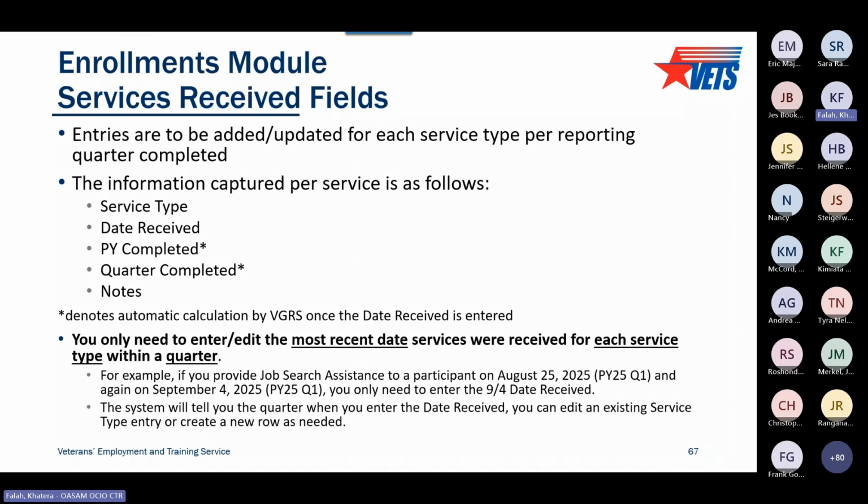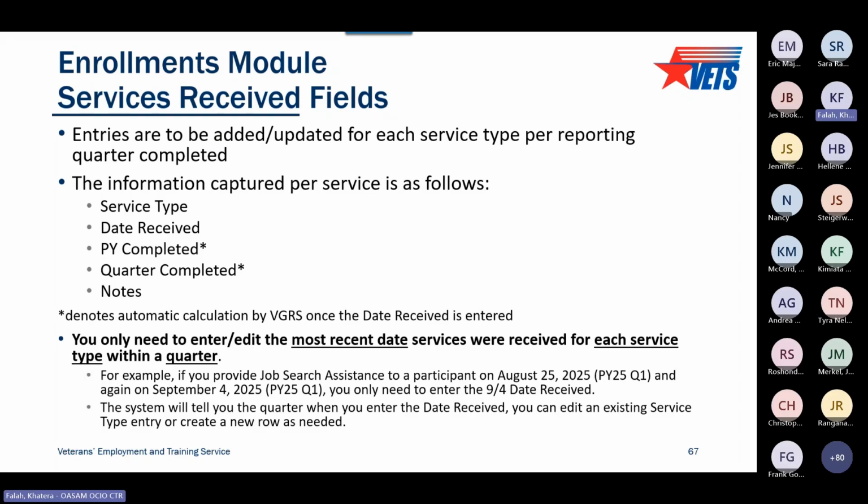Entries are to be added or updated for each service type per reporting quarter completed. The information captured per service is as follows. Service type, we have the date received, the PY completed, quarter completed. Those 2 completed ones are automatic calculations, and a notes field at the end of the table.